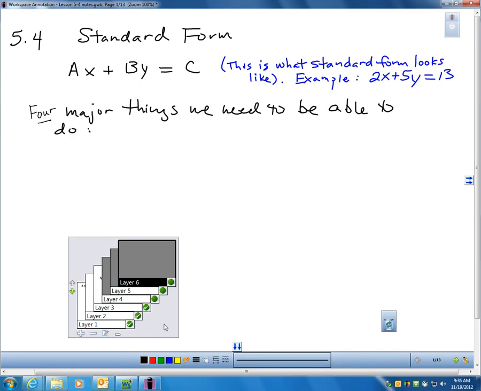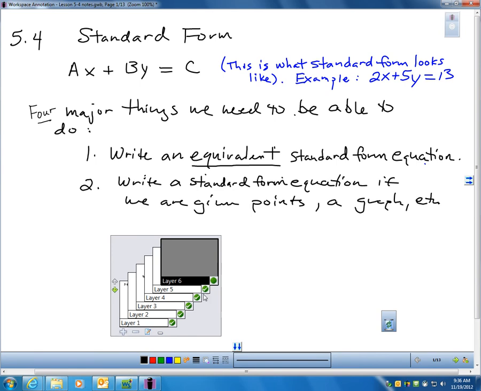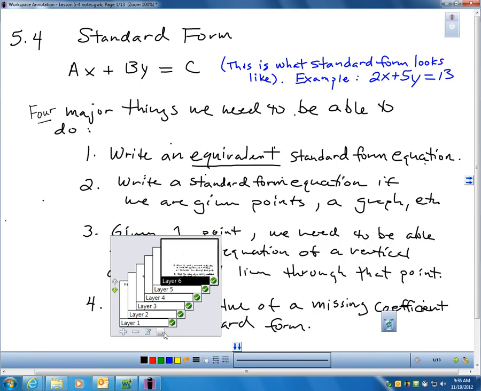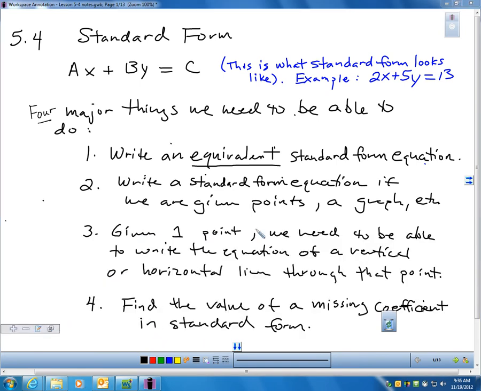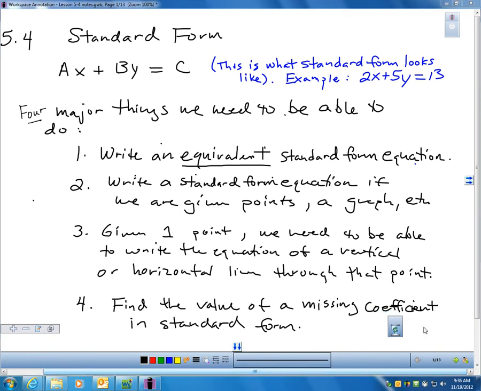Now, I said there's four major things we're going to need to do in this section that I'll need you to understand. So I'm just going to put them up here, and we can just walk through each one of these. I'm going to need you to write an equivalent standard form equation. We're going to talk about that first. We're going to need to write a standard form equation if we are given points, a graph, etc. I will talk about that in my video.